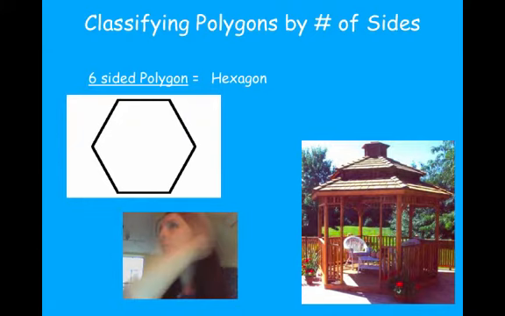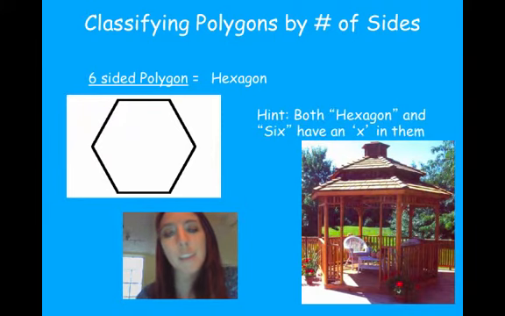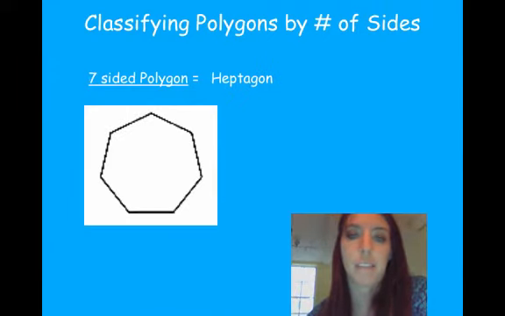Everyone is pretty much familiar with triangle, quadrilateral, pentagon, and now we start getting to hexagon, okay? And the best way to remember that is that hexagon and six both have an X in them. It's not a super great hint, but it's going to be better than our name for the seven-sided polygon. So if you see hexagon, just remember that hexagon and six both have an X in them.